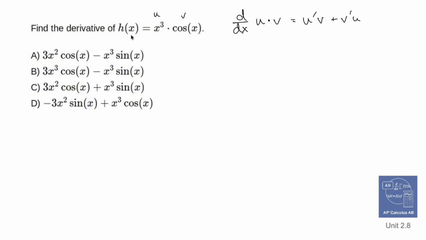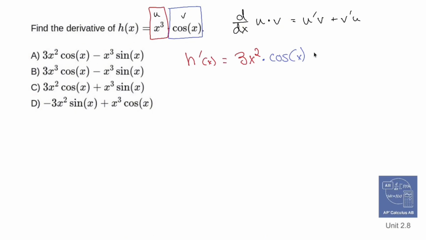So you take the derivative of the first guy, multiply the second guy, plus the derivative of the second guy, multiply the first guy, right? Okay, so the derivative h prime of x is going to be the derivative of u. So here is u. The derivative of u, using the power rule on x cubed, is going to be 3x squared. And I'm going to multiply that to v as is. So cosine x remains cosine x.